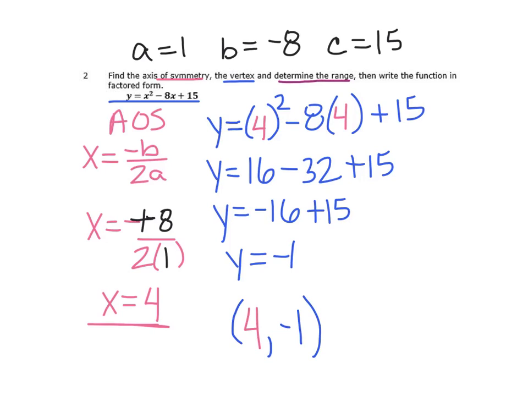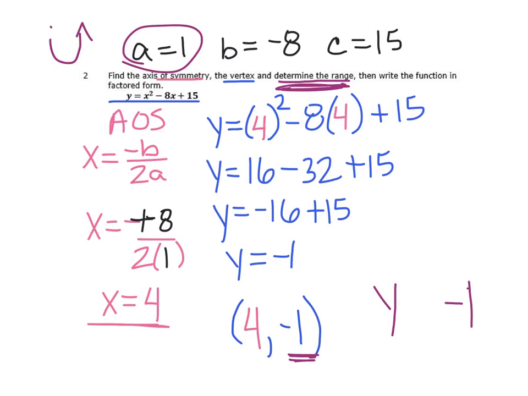The last part is asking us to determine the range. Remember, the range is referring to all the y values. So I want y. I'm going to take the y value from my vertex, and then I'm going to look at my a. Because my a is positive, that means the graph opens upwards. So I'm going to want all the y values greater than or equal to negative 1 for my range.